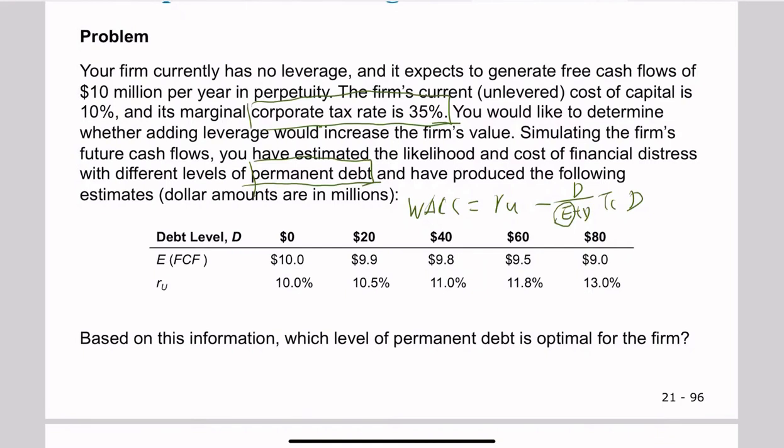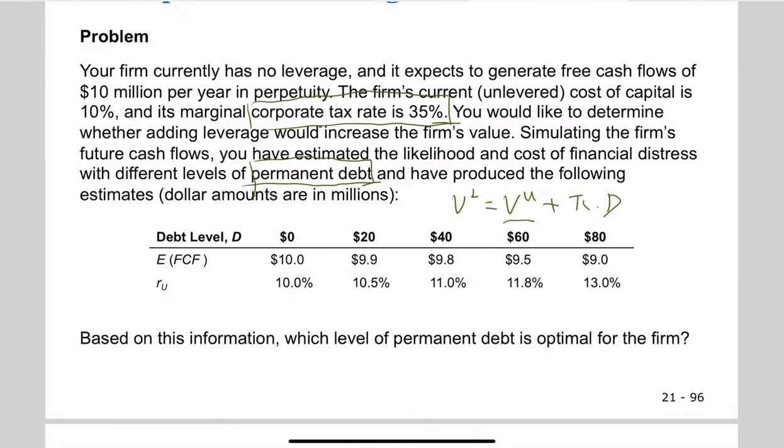So maybe a more proper method we want to use is the adjusted present value, because you can see that we have the permanent debt here. And we have learned in the last class, when you have permanent debt, it's actually easy to compute the firm's levered value. Right? So this firm's levered value would be equal to VL equals VU plus corporate tax rate times debt level.